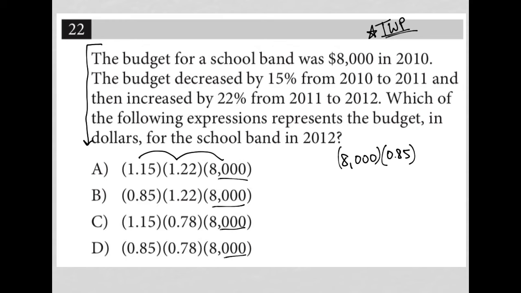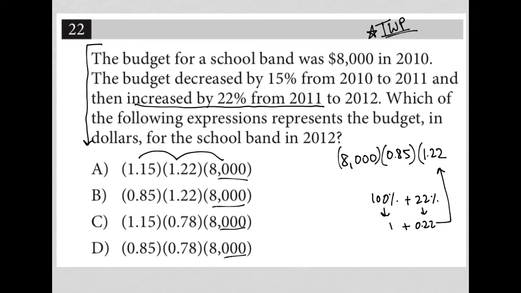My next sentence says, or the next part of this sentence says, and then increased by 22% from 2011 to 2012. Well, a 22% increase will be represented as 1.22, again, because that's 100%, I'll write it here, plus 22%. And as a decimal, 100% is just 1, 22% is 0.22. So altogether, that's 1.22. So we have that value there.